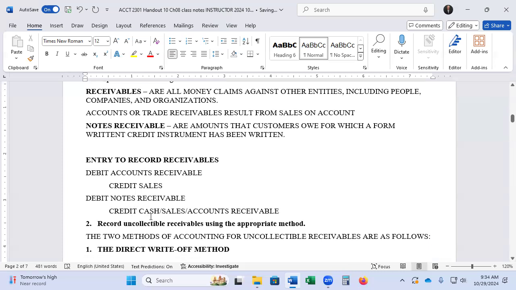You'd use cash if you were making a loan. Sales would be if you're selling with a long-term payment. You're allowing them some additional time versus usual accounts receivable. And then accounts receivable would be when they fail to pay their account on time, you would change it to a notes receivable because the note allows you to collect interest on that debt.